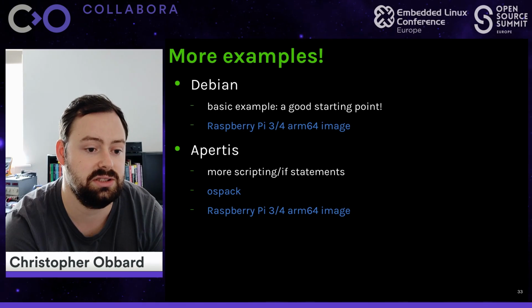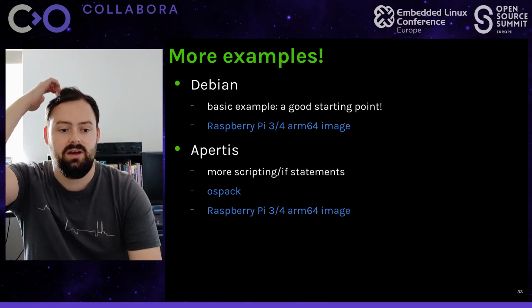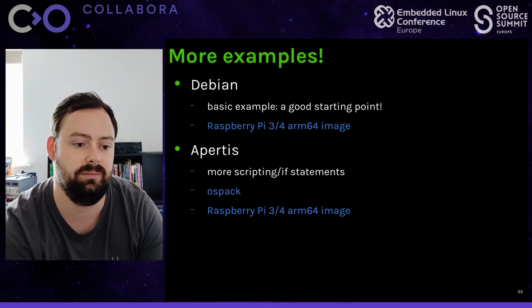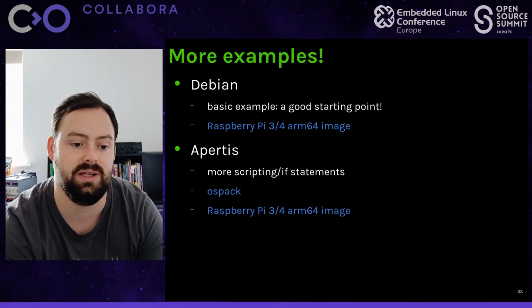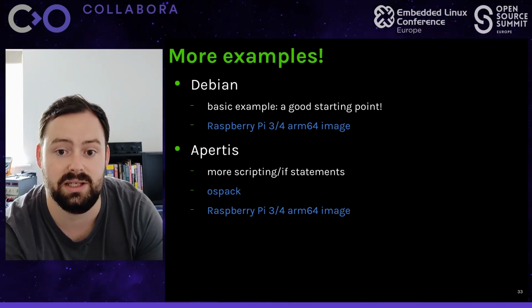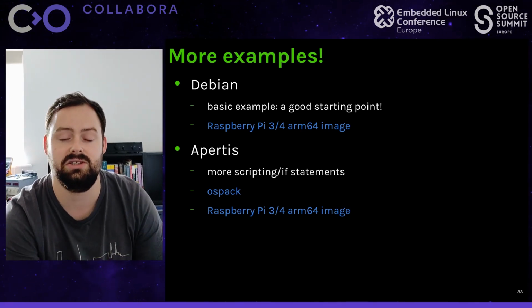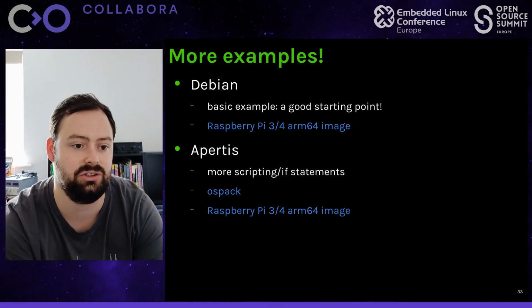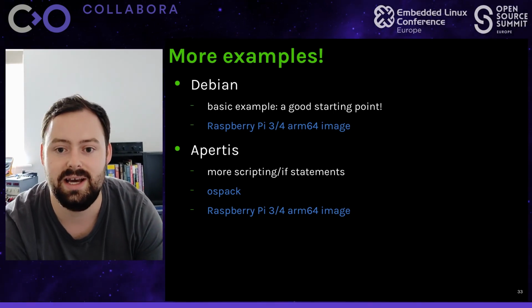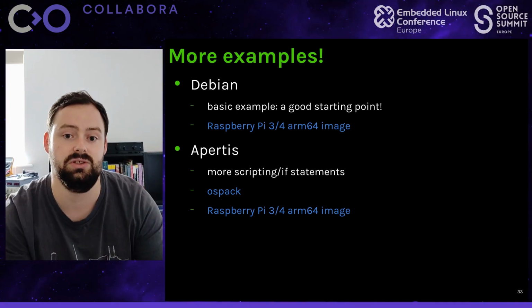Apertis, these examples are not for the faint of heart. I mean, these are quite in-depth. They create lots of different images for Raspberry Pis. They create images for other platforms as well, all from a common base. And there's a lot of scripting, if-else statements in there. So I'd recommend checking that out if you're interested in some quite heavy-going examples, really. Other than that, there are the examples which I linked to earlier in the presentation about who's using Debos.